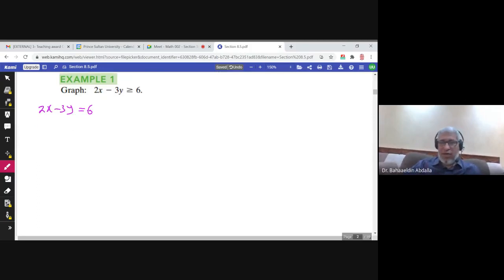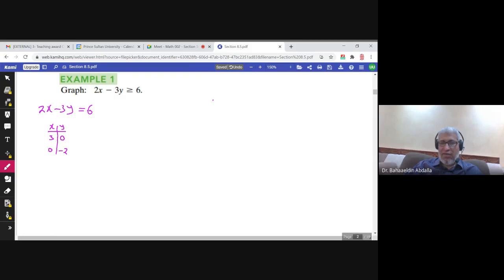Now, how do we graph a line? We choose 2 points and we connect the 2 points. The best 2 points to choose are always the intercepts, the x-intercept and the y-intercept. So to find the x-intercept, I put y equal to 0 and I solve the equation. If you put y equal to 0, you have 2x equals 6, which means x is 3. So this is the first point. To find the y-intercept, I put x equal to 0. If you put x equal to 0, you will have negative 3y equals 6. So y is 6 over negative 3, which is negative 2.